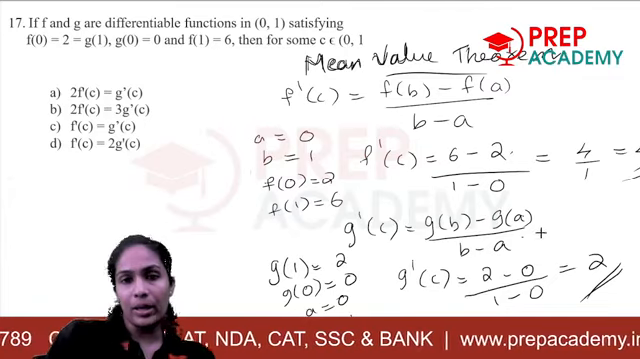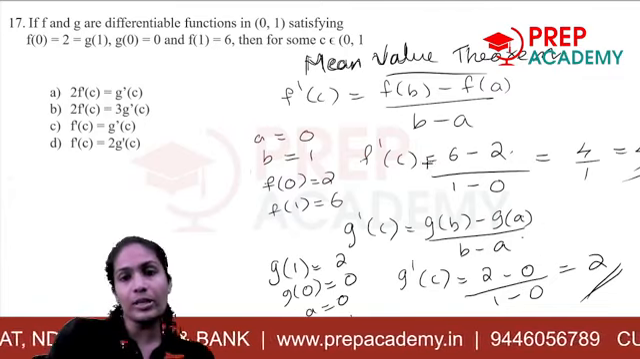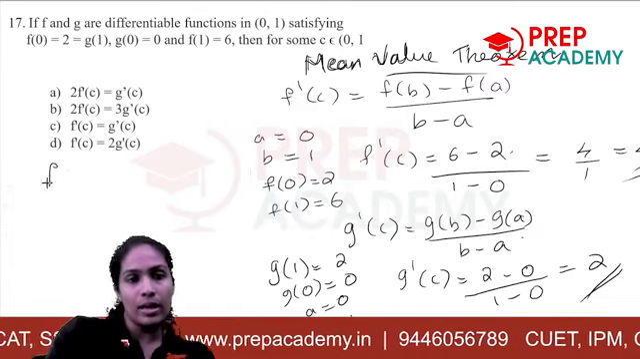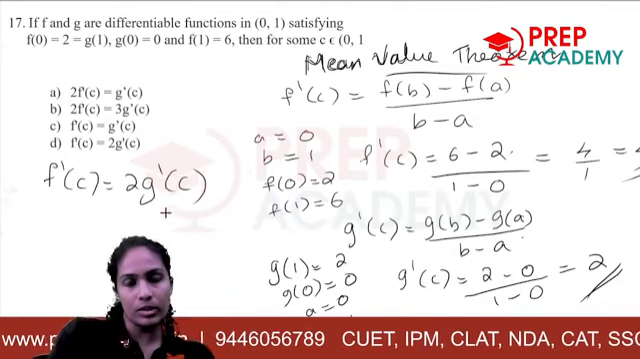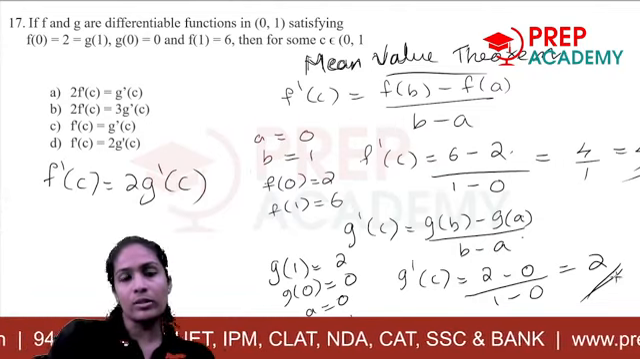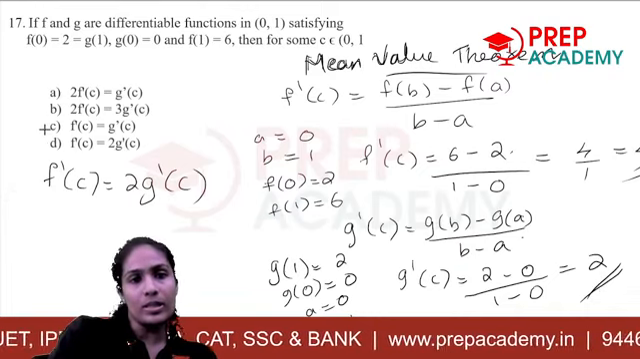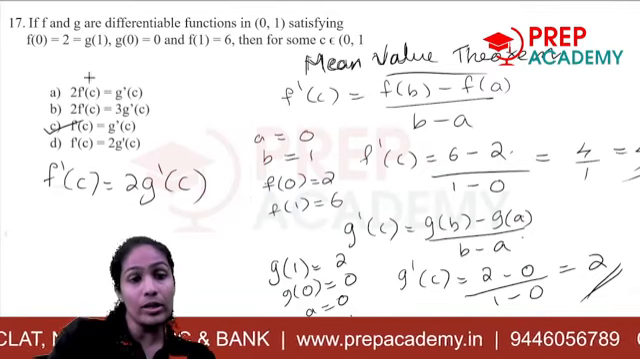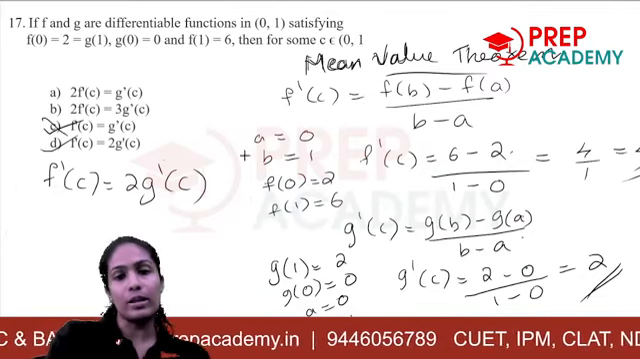So, on comparing f dash of c and g dash of c, you can see that f dash of c is twice g dash of c. F dash of c is 4, it is obtained when g dash of c is multiplied by 2. So the correct option is option C. Sorry, option D. F dash of c is equal to 2 into g dash of c.